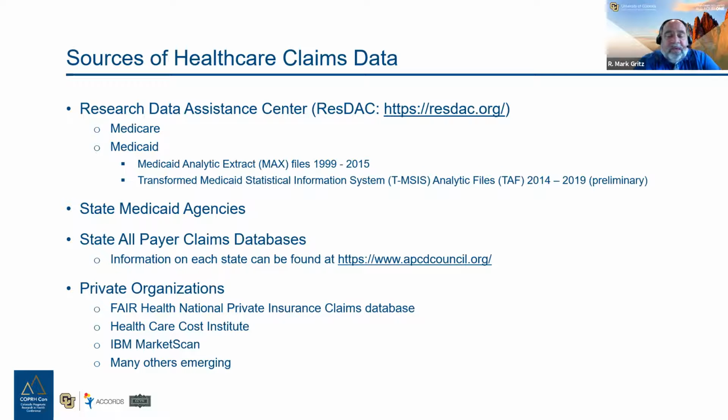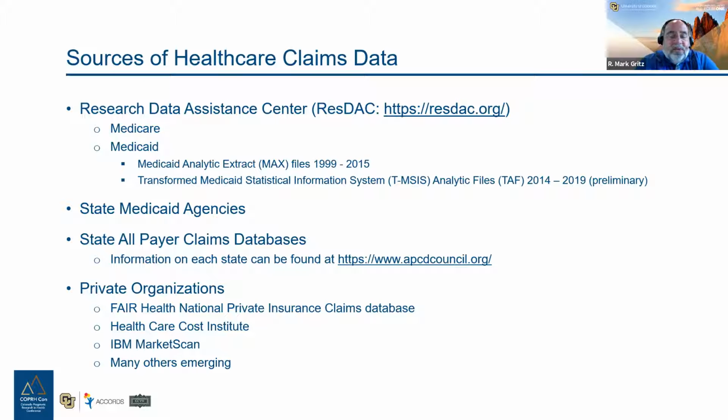Also, over the last decade, there have been a number of state all-payer claims databases that have developed across the country. And information on each state can be found. There's an APCD council, or All-Payer Claims Database Council, that keeps track of where each state is. I believe we're currently at over 30 some odd states that have some version of a state all-payer claims database.